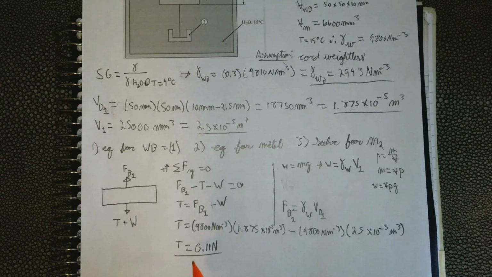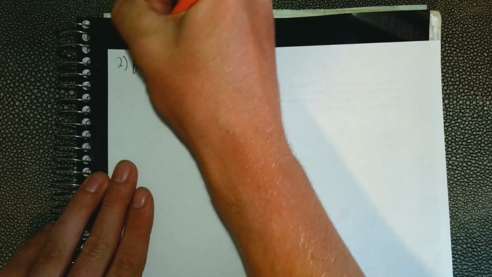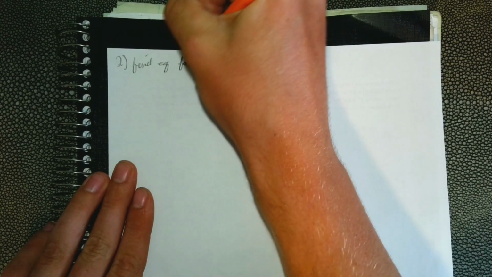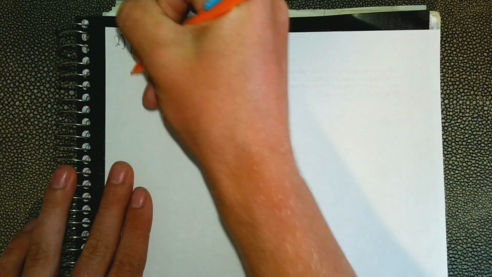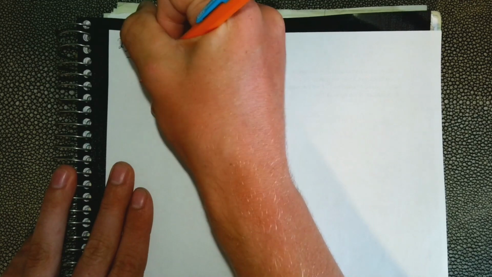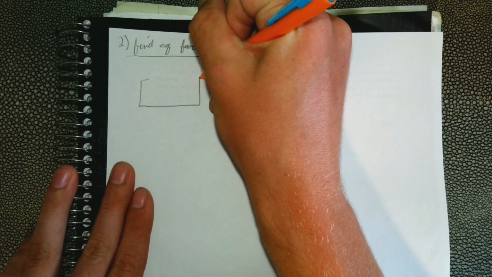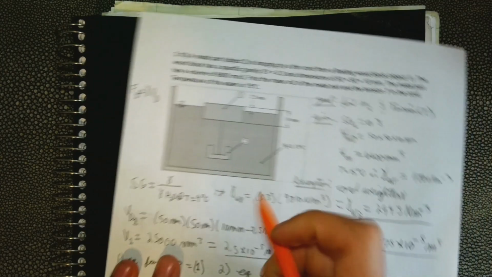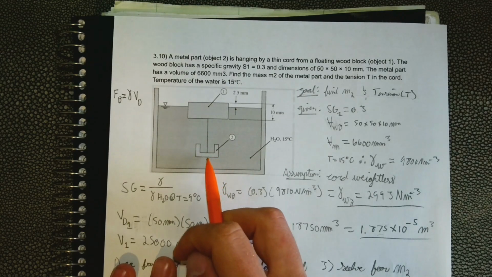But now we have tension, we got to find the mass of the metal. So let's go ahead and write, this is our step 2, right? Find equation for metal. So let's do another free body diagram. This is what the metal piece kind of looks like. And then we have the cord. Remember, I'm drawing the free body diagram. We have the cord going up.